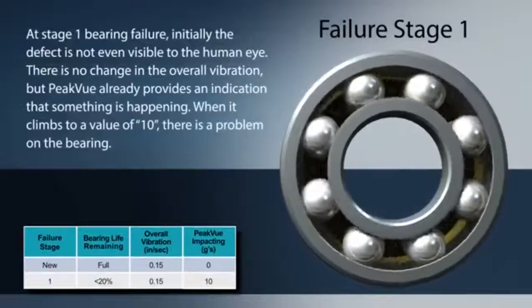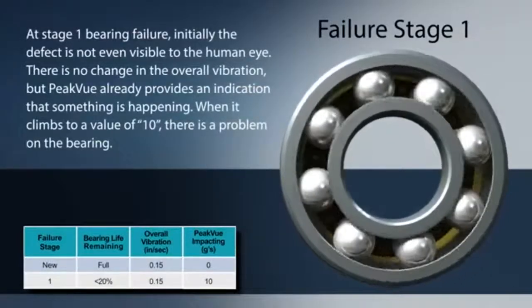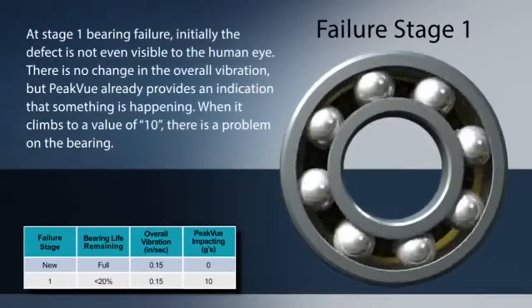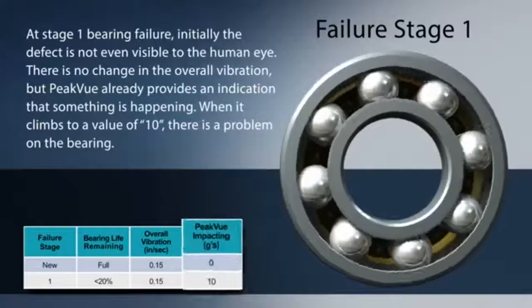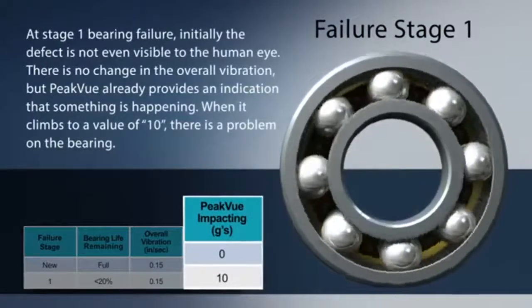At stage 1 bearing failure, initially the defect is not even visible to the human eye. There is no change in the overall vibration, but Peakvue already provides an indication that something is happening. When it climbs to a value of 10, there is a problem on the bearing.